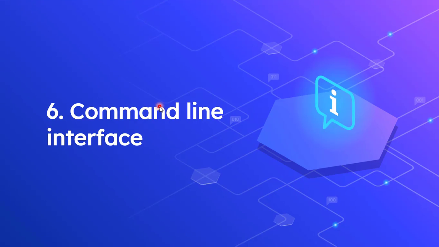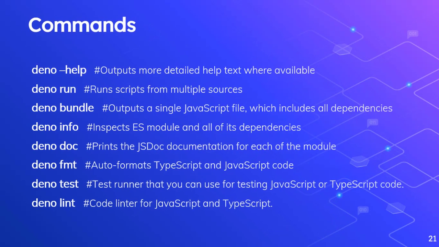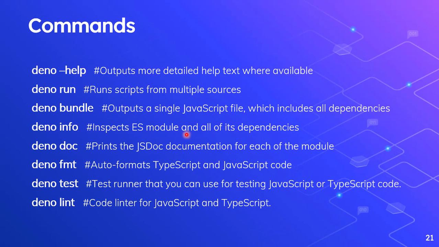So Deno has great command line interface support. We have a couple of commands we should know, and they are very useful throughout the development process. The first command is Deno help --help, which outputs more detailed help text where available. For example, you're running Deno run and you don't know what that means. You can just say Deno run --help. It will say its meaning, and Deno --help shows all the available commands in Deno.